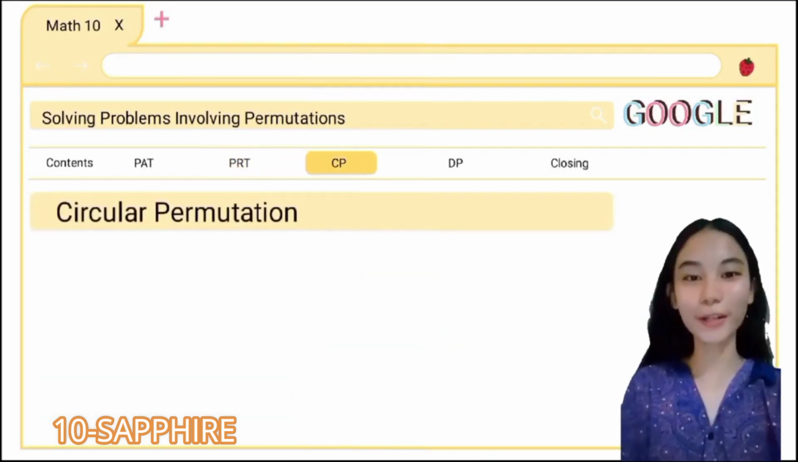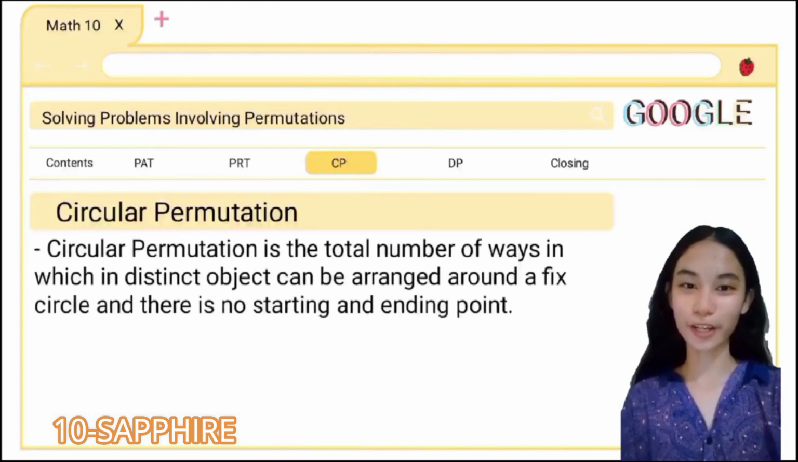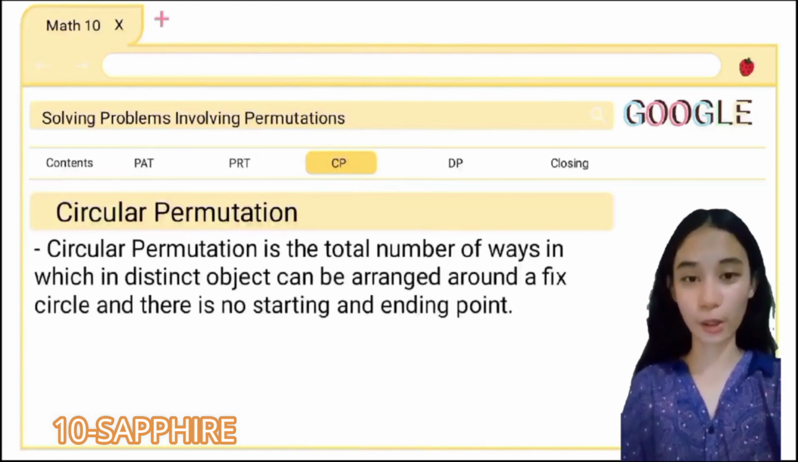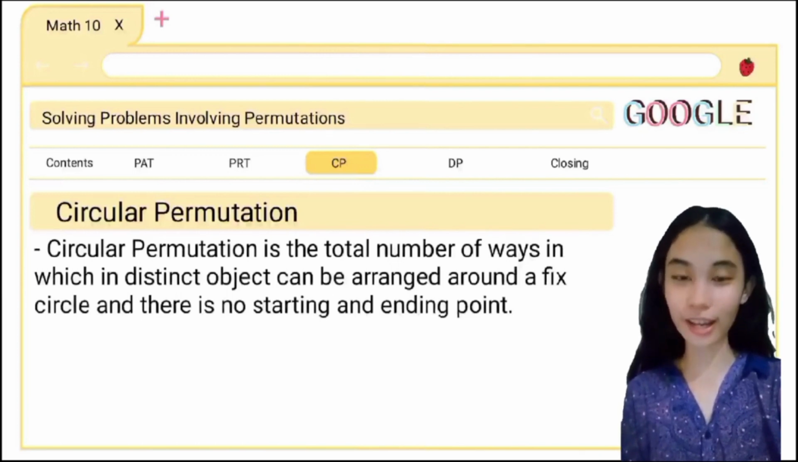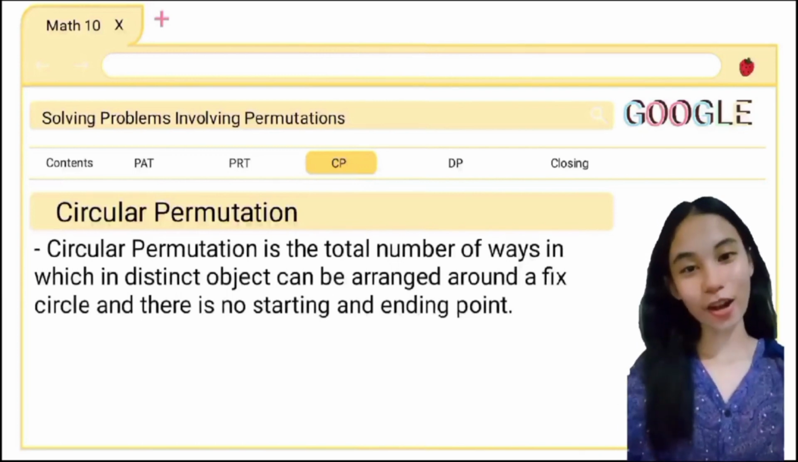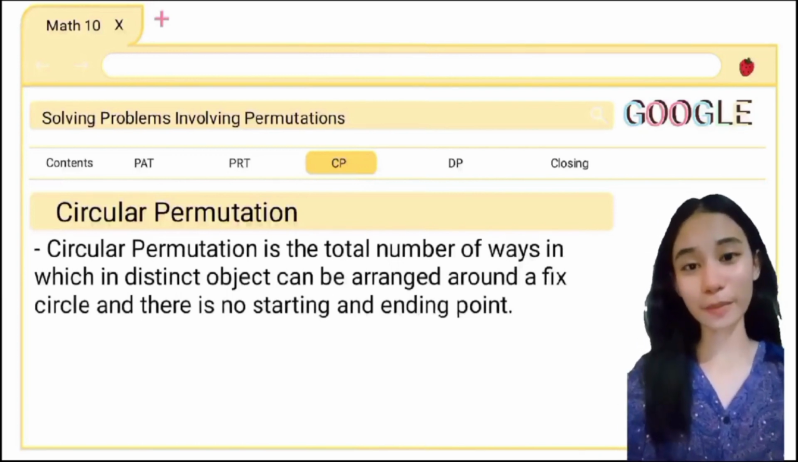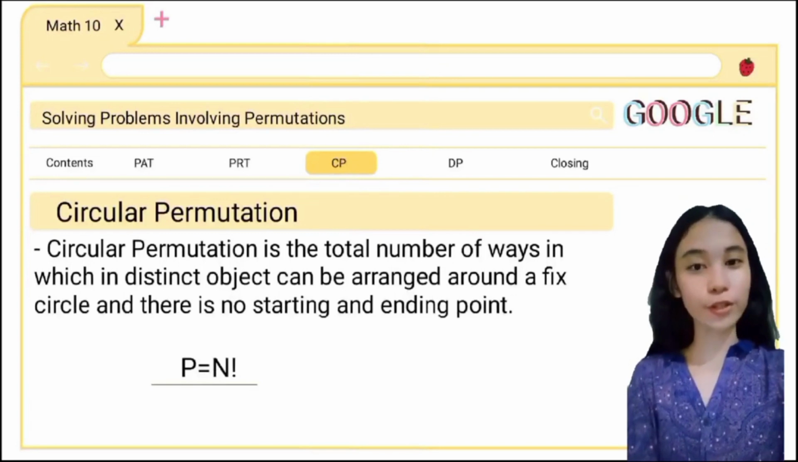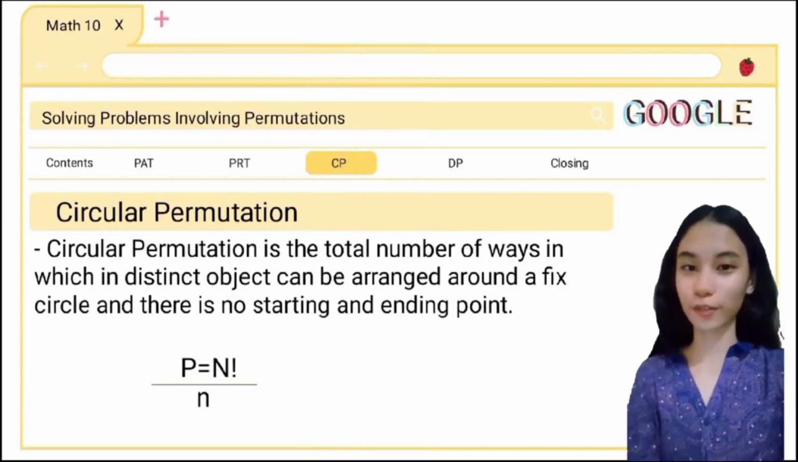Let's talk about circular permutation. Circular permutation is the total number of ways in which n distinct objects can be arranged around a fixed circle and there is no starting and ending point. Sa Tagalog, ang circular permutation ay ang arrangement ng mga bagay sa isang bilog na kung saan walang unahan at walang hulihan. Let's use the permutation is equals to n factorial over n to solve this problem.